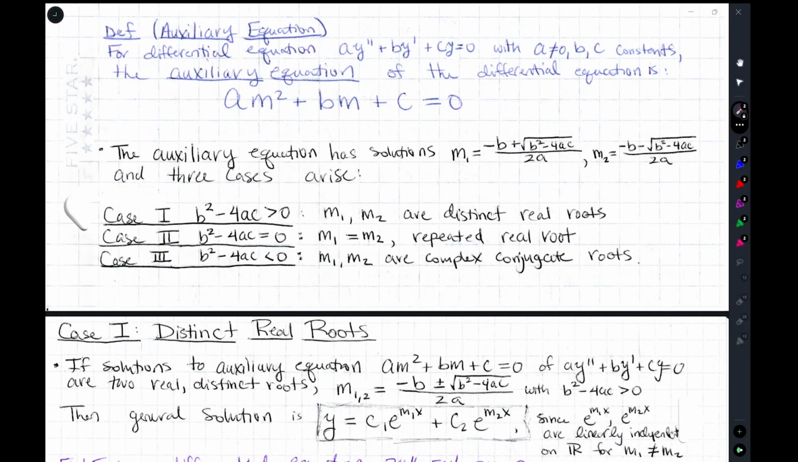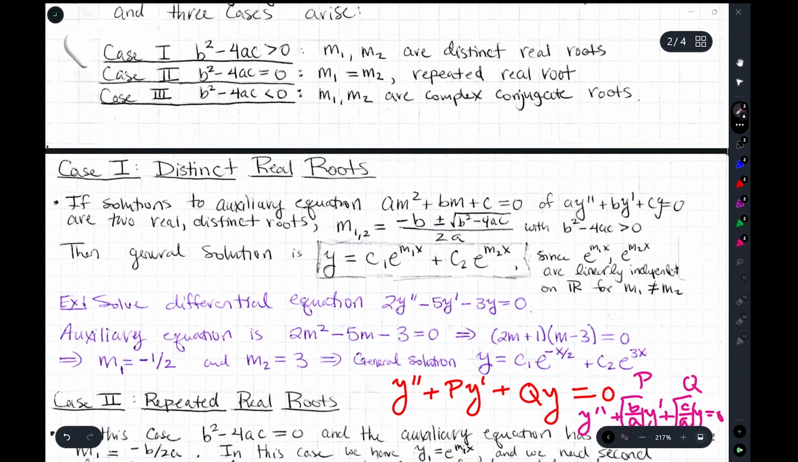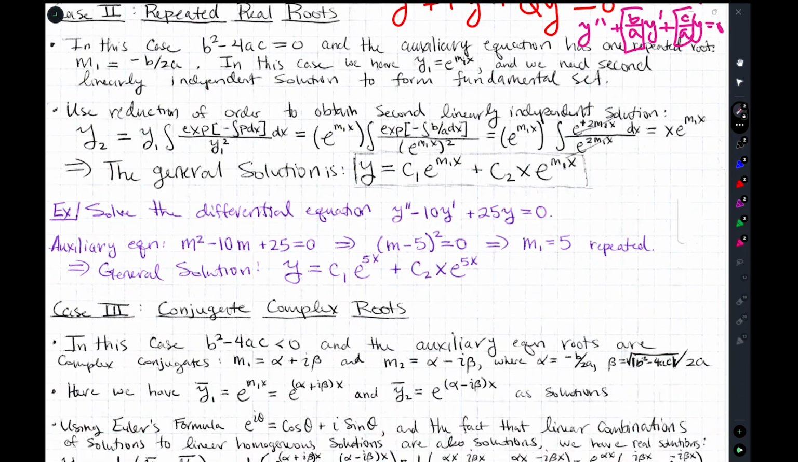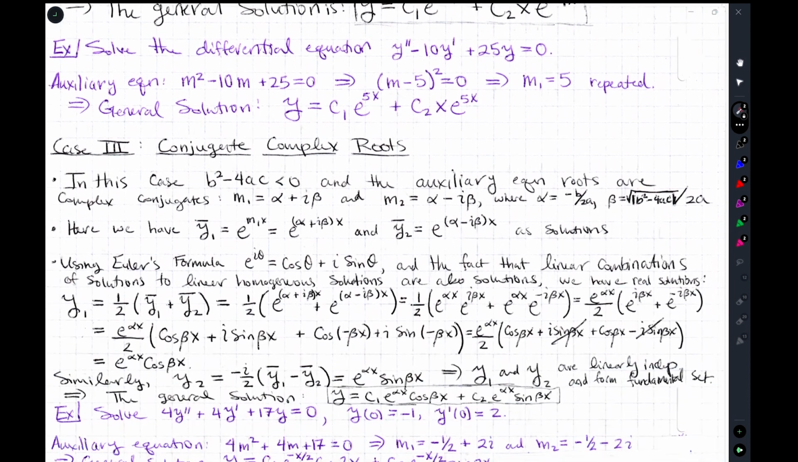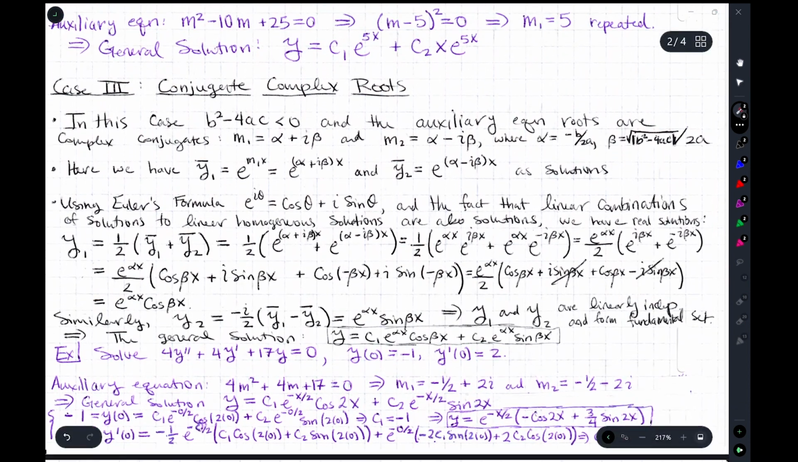All right, so we have, again, our differential equation with constant coefficients corresponding to this auxiliary equation. We've looked at the first two cases, where we have distinct roots and repeated real roots. And now we're going to consider the case where we have complex conjugate roots. In this case, of course, we have that b squared minus 4ac is negative, strictly less than 0.